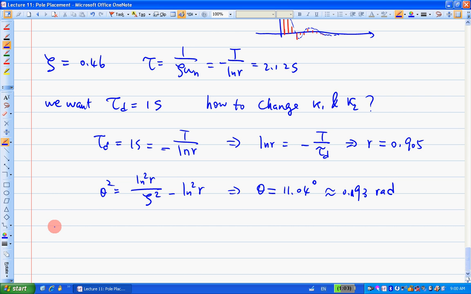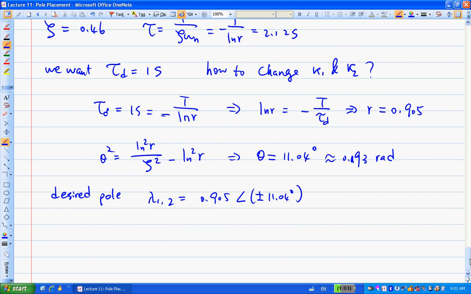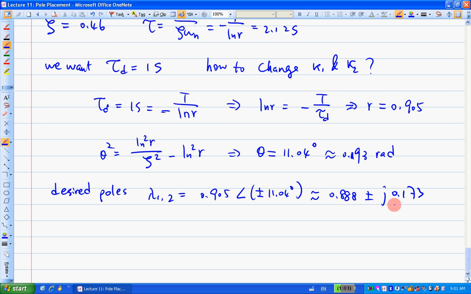With the new R and theta, the desired poles lambda 1 and 2 are 0.905 angle positive and negative 11.04 degrees. So this is your desired poles. If you calculate this out, it is 0.888 plus or minus j0.173. So that's your desired poles. Once you have the desired poles, we're ready to calculate K1 and K2.